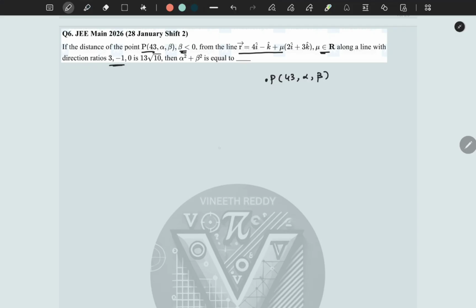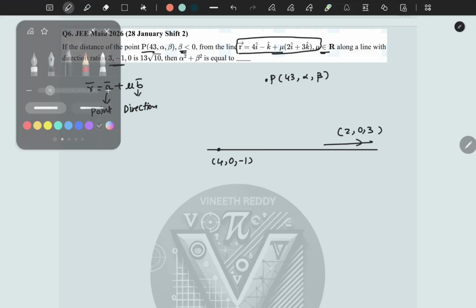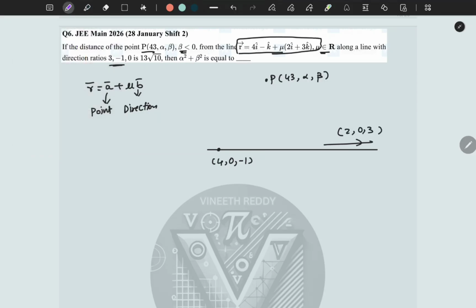The distance of this point from the line. Now this line is given in vector form, in the form of a plus mu into b. This represents a, where a bar represents a point and b represents the direction. I hope you are aware of this, right? So what is the fixed point through which this line is passing? It is (4, 0, -1). And what is the direction of this line? That is (2, 0, 3). I hope you understood this.